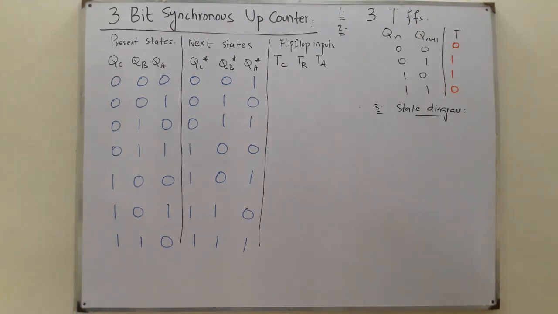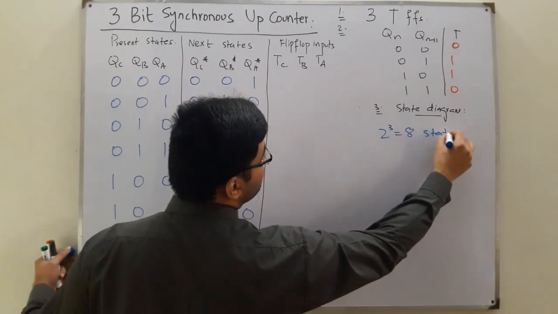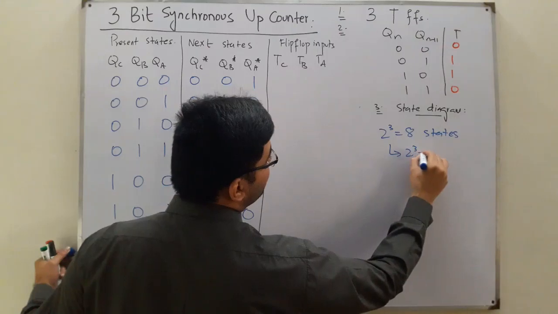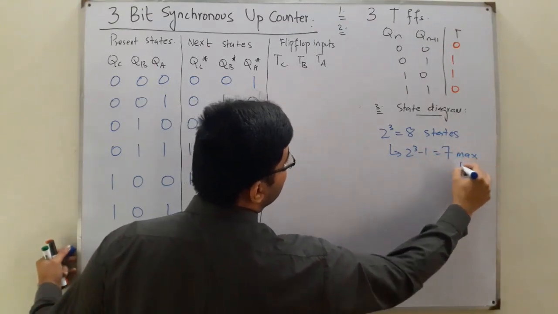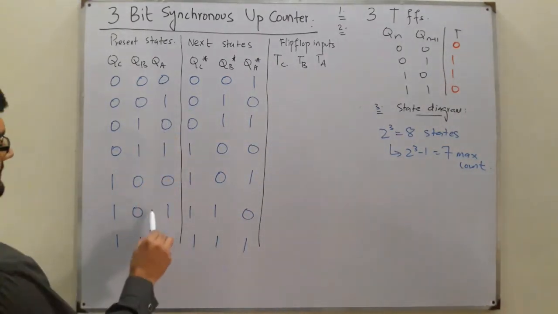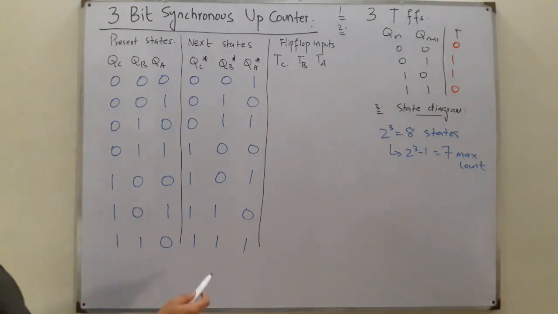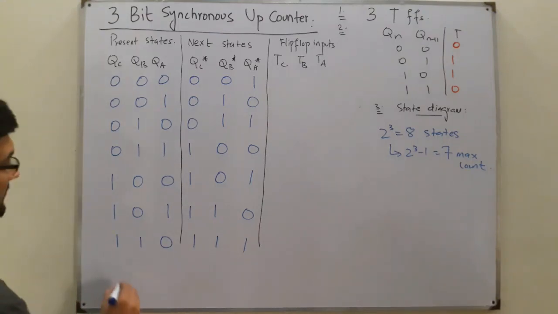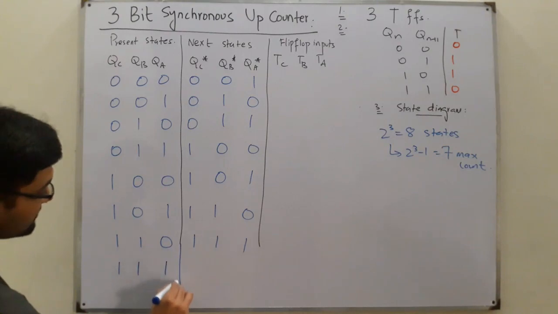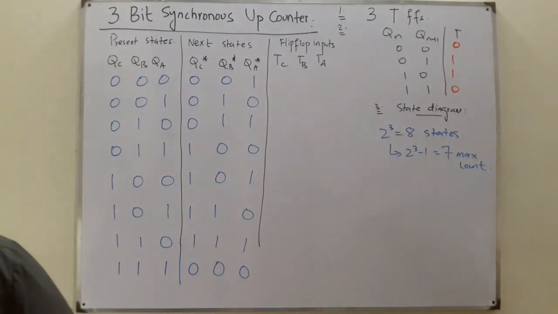Now, you have a 3-bit counter. So 3-bit means you have 2 to the power 3 is equal to 8 states. And you have 2 to the power 3 minus 1, which is equal to 7, as the maximum count. So have a look: 1, 2, 3, 4, 5, 6, 7. We have reached the maximum count of 7. So after 7, which is 1, 1, 1, when 1, 1, 1 arrives, we need to reset the flip-flop, and the next state should be 0, 0, 0. Is that fine? Okay.